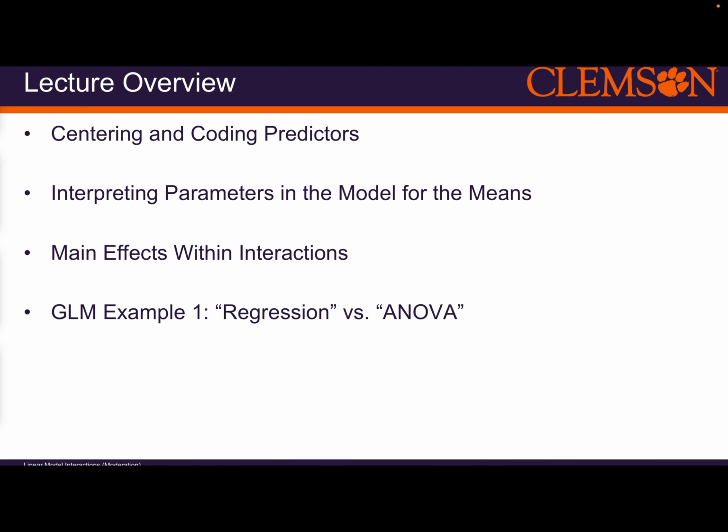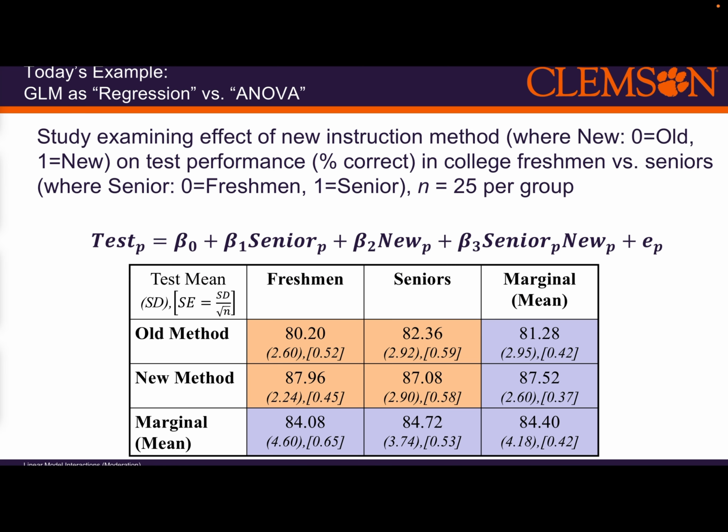In this lecture, we're going to talk about centering encoding predictors, interpreting parameters in the model for the means. Actually, going to define what the model for the means is. We're going to talk about main effects with interactions, and I'll give a quick general linear model or GLM example, comparing what we would call regression and what we would call ANOVA, put in quotes to indicate that this is really a somewhat arbitrary distinction where the names get in the way sometimes.